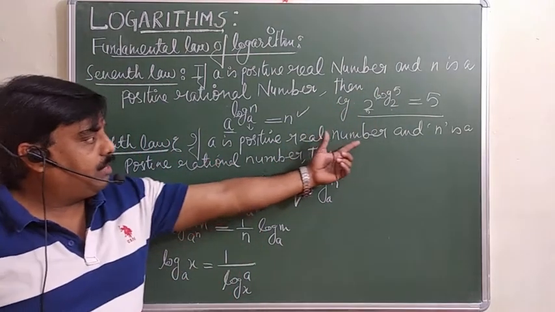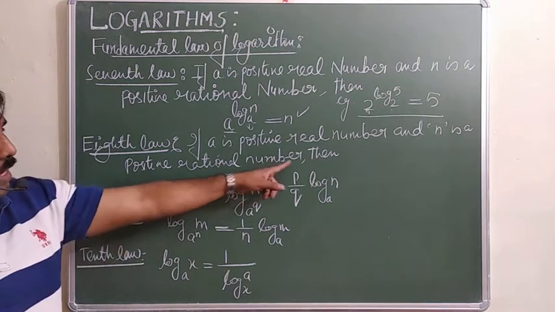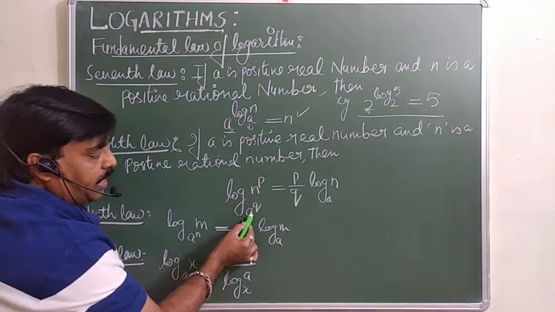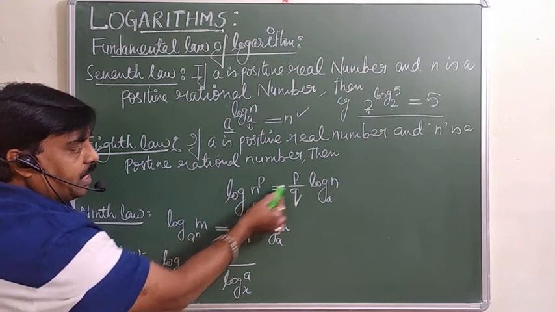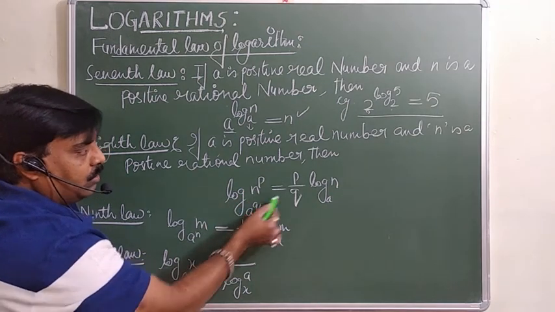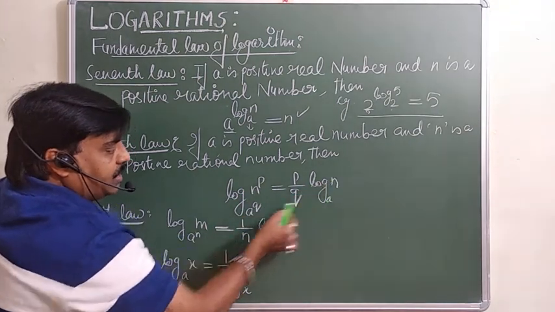If a is a positive real number and n is a positive rational number, then log a raised to power q into n raised to power p can be written as p over q into log n base a.